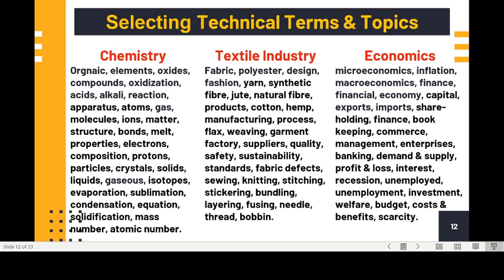When I entered economics terminology and economics topics, I got many, so I picked these as a sample: microeconomics, macroeconomics, inflation, finance, financial, economy. There's a difference between economy and economics. Capital, exports, imports, shareholding, shareholder, finance, bookkeeping, commerce, management, enterprise, banking, demand and supply, profit and loss, interest, recession, unemployment, investment, investor, welfare, budget, cost and benefit, scarcity, and so on.